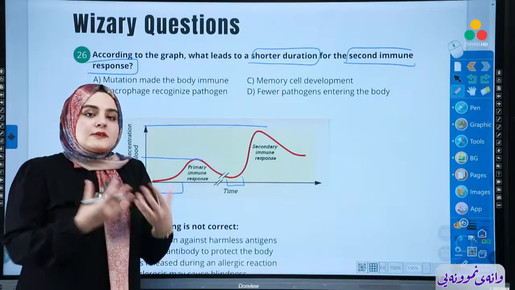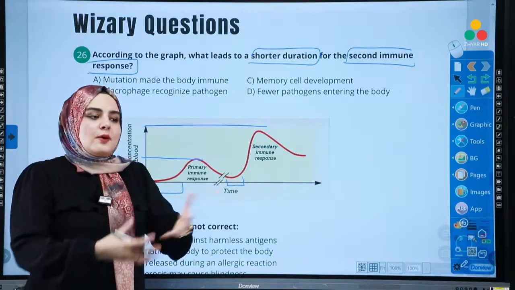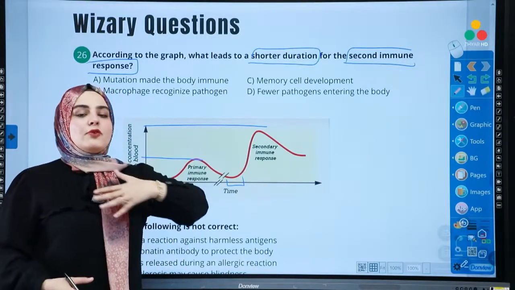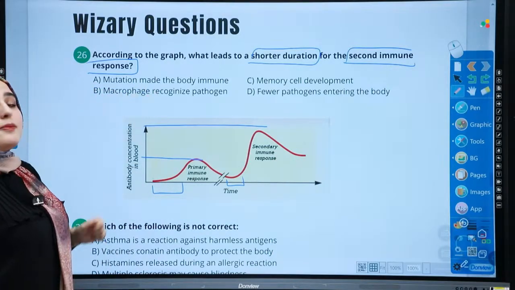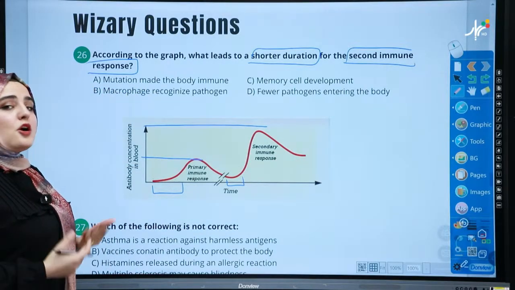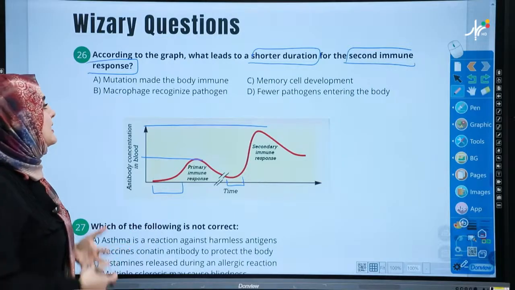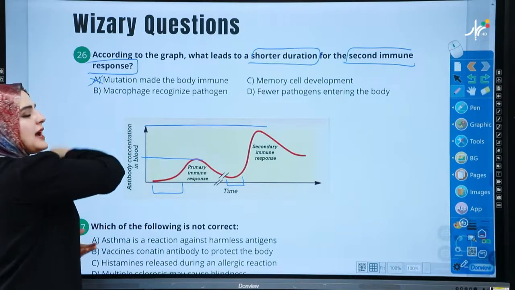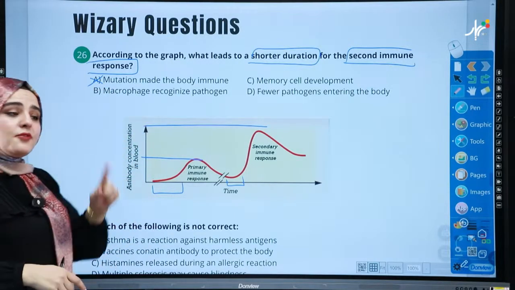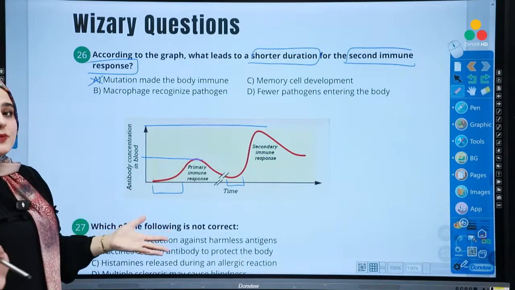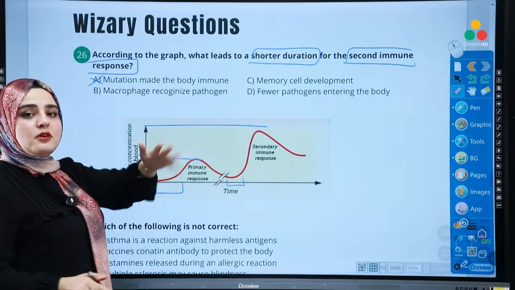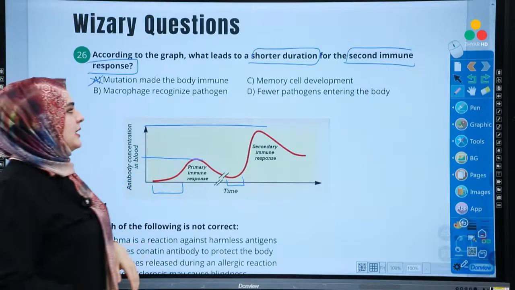So what causes this immunity to stay, to protect you for a very long time? Is it because mutation made by the body? No, mutation doesn't help you like that. It's a natural process, already happens in everybody. It's not for one person. If it was a mutation, some people would have it, most of us wouldn't, because it's something randomly happening.